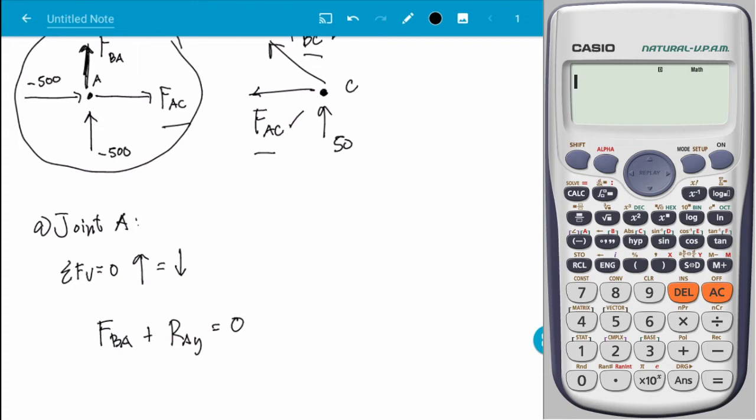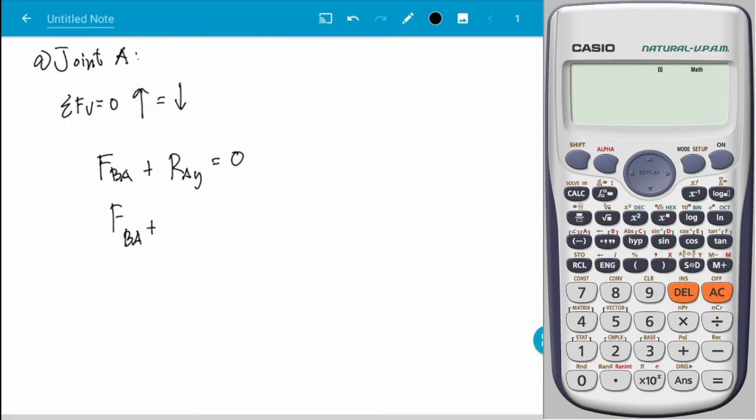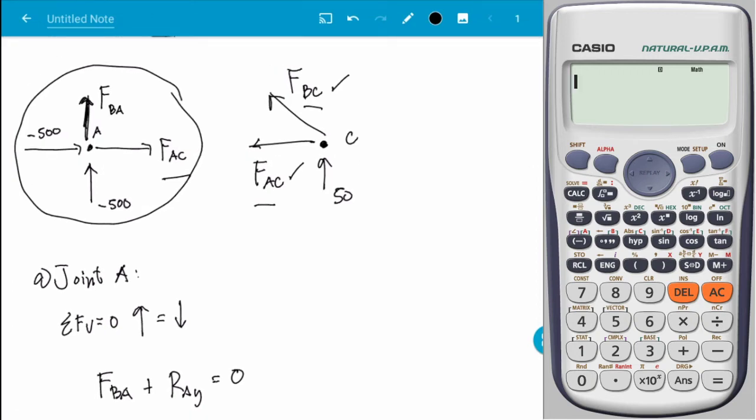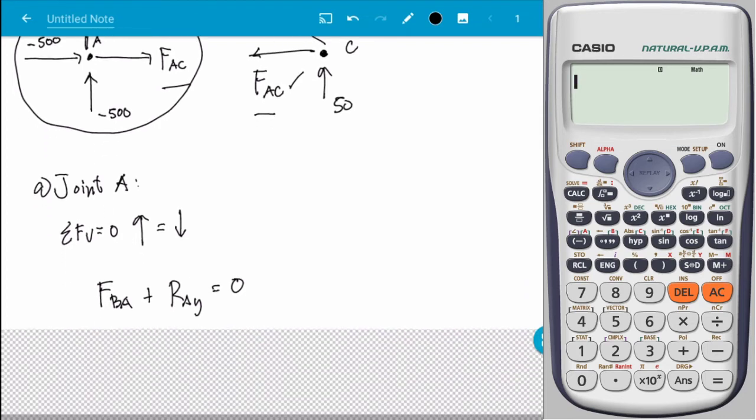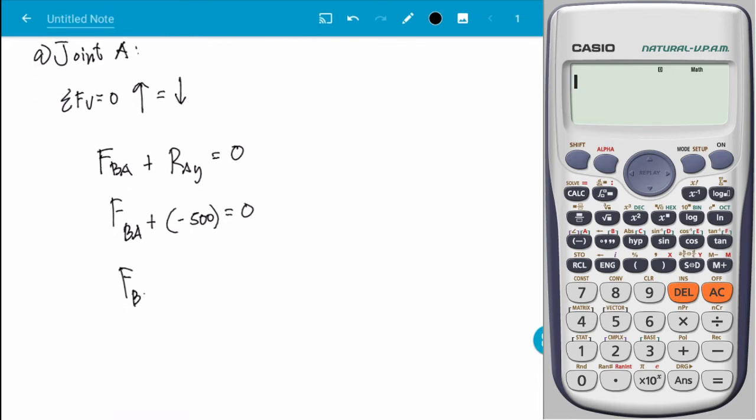Now, let's try to substitute yung mga nakuha na nating values. Obviously, FBA is still an unknown, di ba? Yung FBA nga yung hinahanap natin. And then yung RAY pala is nakuha natin na negative 500. So ilagay mo dyan yung negative 500. See? Niretain ko yung negative sign. Bakit? Niretain ko din kasi yung assumption ko na upward, kahit alam ko na mali na upward, kahit na alam ko na downward pala. Okay? So knowing that, pwede ko nang isolve yung FBA. Ibig sabihin, yung FBA pala is equal to 500 Newton.